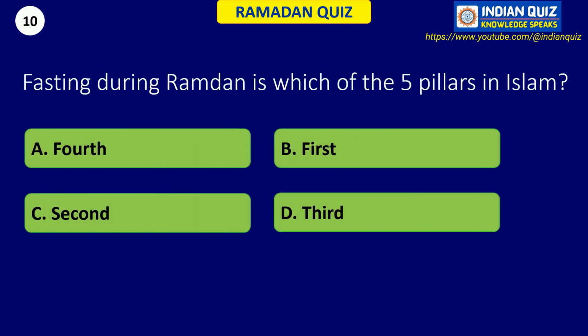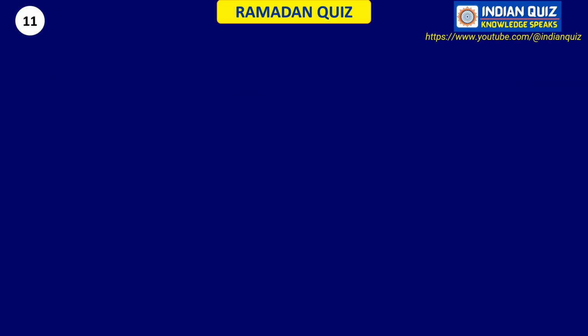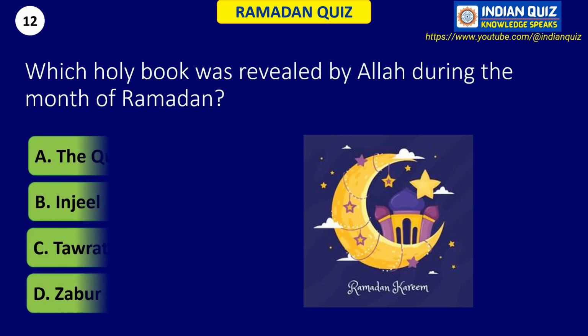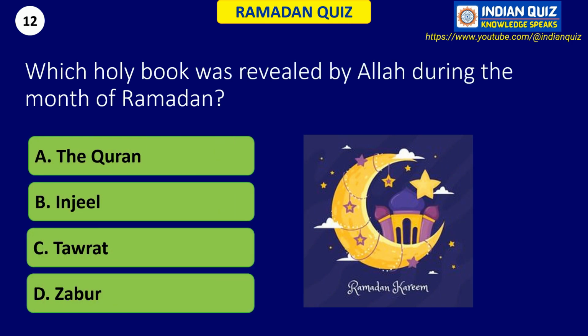Fasting during Ramadan is which of the five pillars in Islam? Fourth. Which famous battle took place during the month of Ramadan? Battle of Badr. Which holy book was revealed by Allah during the month of Ramadan? The Quran.